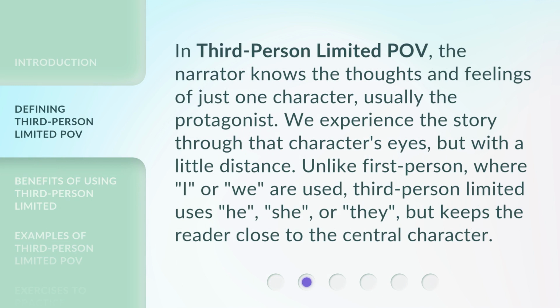In third-person limited POV, the narrator knows the thoughts and feelings of just one character, usually the protagonist. We experience the story through that character's eyes, but with a little distance. Unlike first person, where I or we are used, third-person limited uses he, she, or they, but keeps the reader close to the central character.